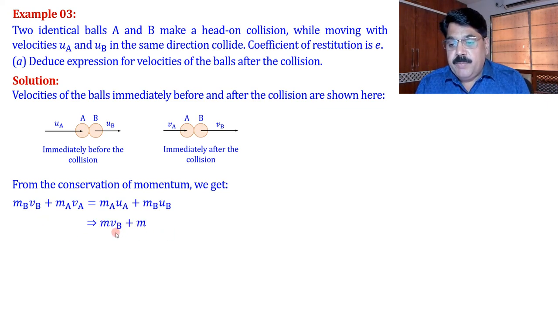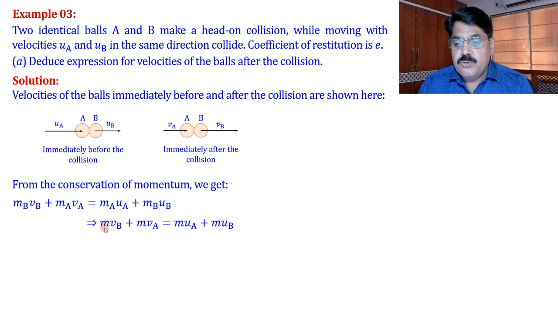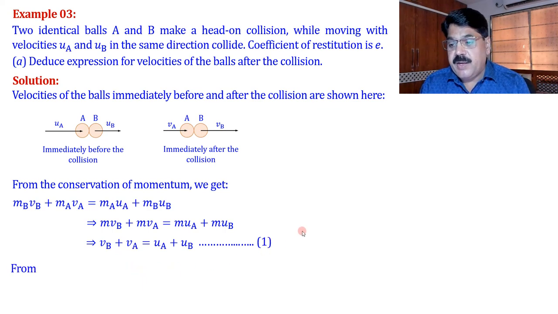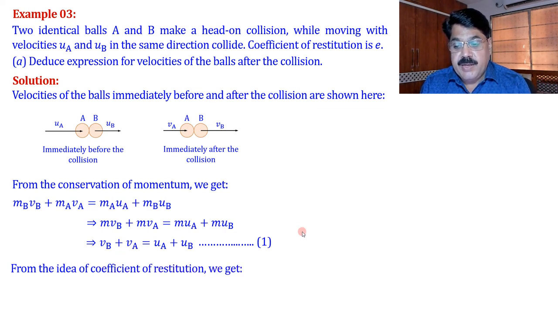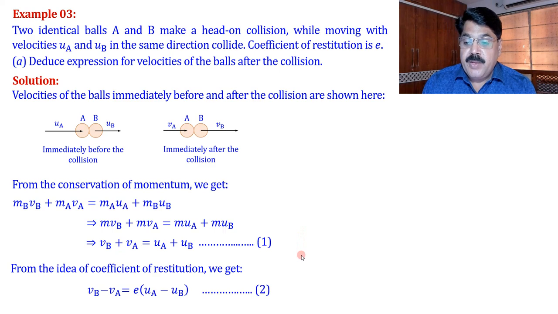Now we substitute the values. M VB plus M VA is equal to M UA plus M UB. So throughout the equation we can cancel M. So what we get? VB plus VA is equal to UA plus UB. Say equation number 1. Similarly, for coefficient of restitution, what can we write? From the idea of a coefficient of restitution, we get VB minus VA is equal to E into UA minus UB. Equation number 2. And by solving these equations 1 and 2, we can find the two unknowns VA and VB.